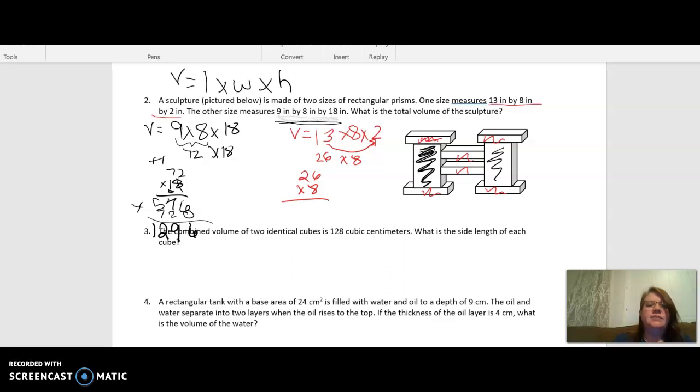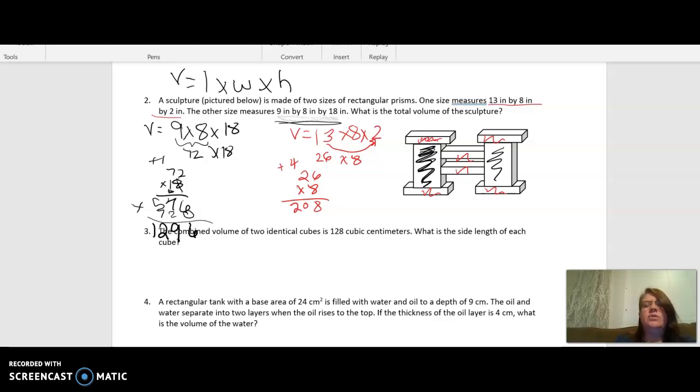So I'm going to think about 8 times 6 equals, well, 8 times 5 is 40, so 8 times 6 is 48. And 8 times 2 is 16, plus 4 more is 20. So the volume of our small rectangular prisms is 208. The volume of our large rectangular prisms is 1,296.